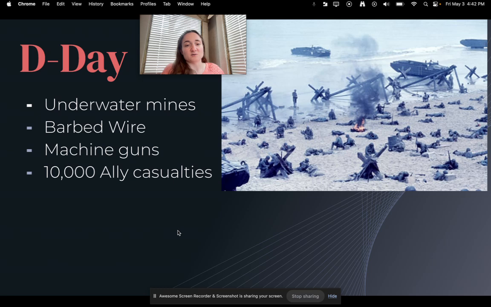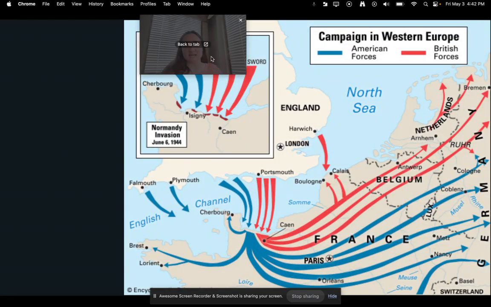One of the reasons being is there was a lot of underwater mines. So as the soldiers were getting off the boats, the boats would hit the mines, very deadly. And then there was a lot of barbed wire as well. There were machine guns sitting up on top of the sand dunes, just ready to gun down any soldier that they could see. And there were about 10,000 Allied casualties at the end of D-Day.